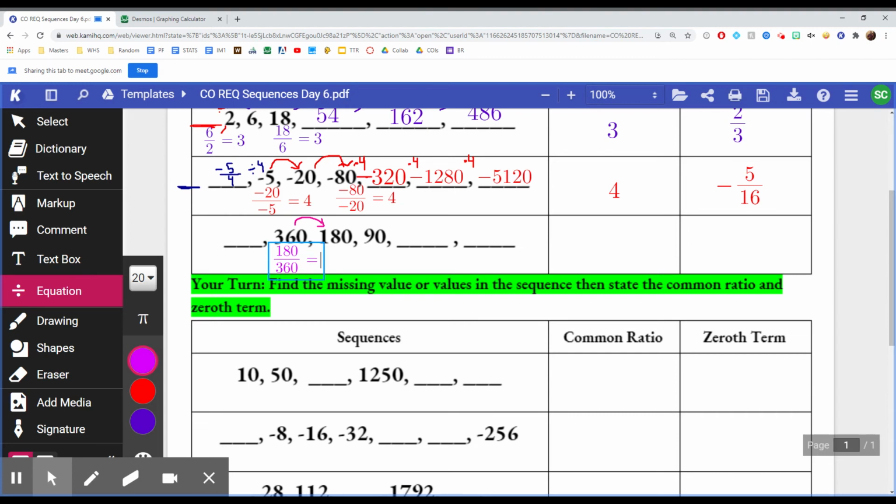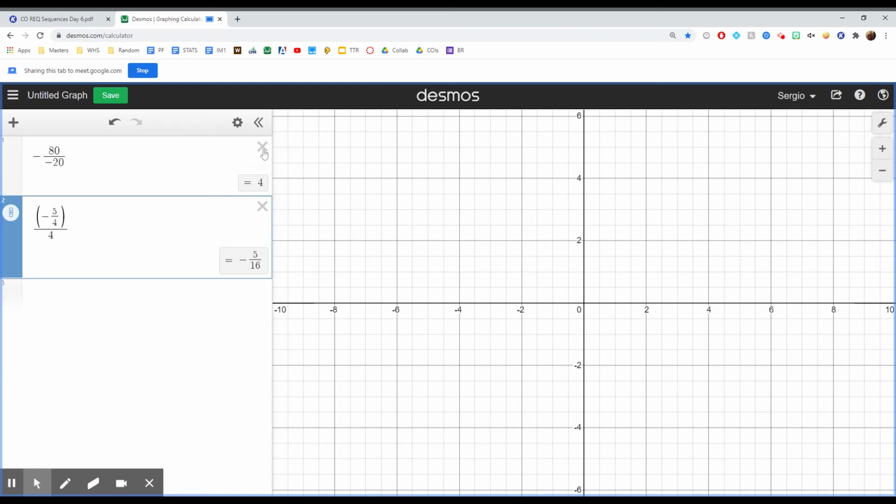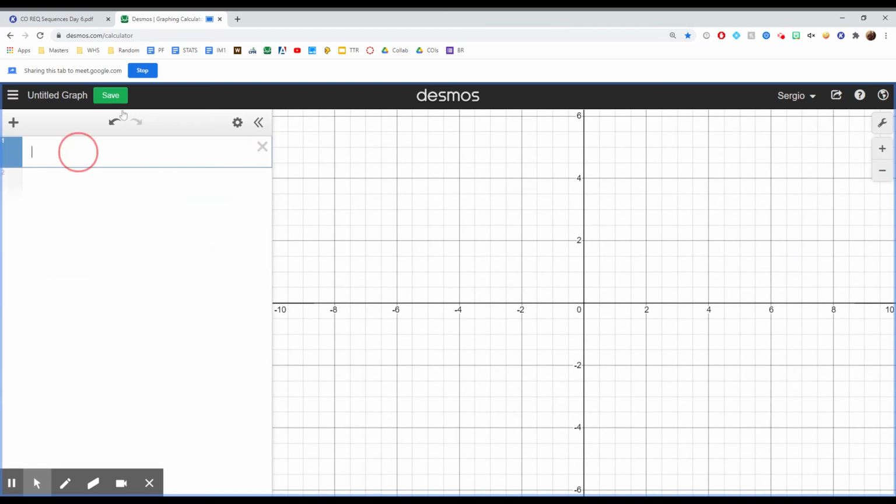And to find the answer to this, I go to decimals. And let me delete all of this. We don't need that anymore. 180 divided by 360. So it's 1/2. Okay, so 1/2.